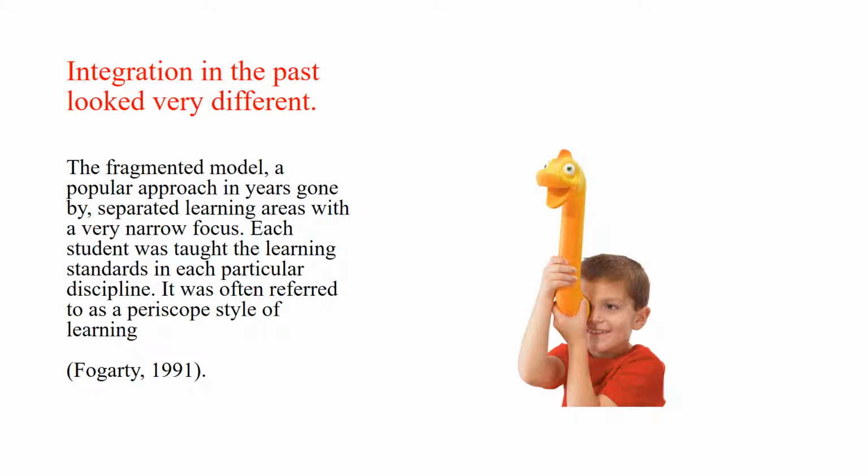A part of Fogarty's model is the fragmented methodology, a traditional model of teaching where the educator taught separate areas of study, usually in traditional subjects such as mathematics, science, humanities, art, and technology. Each subject was viewed as an independent learning area.